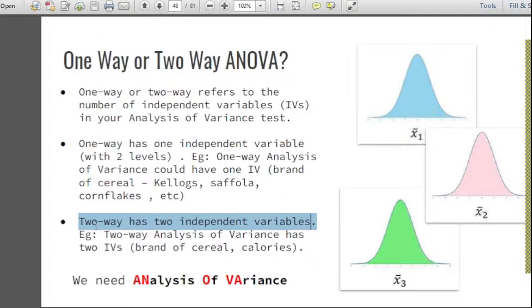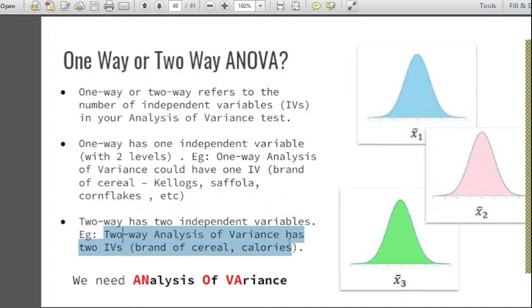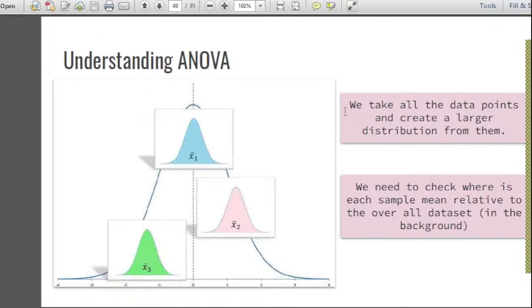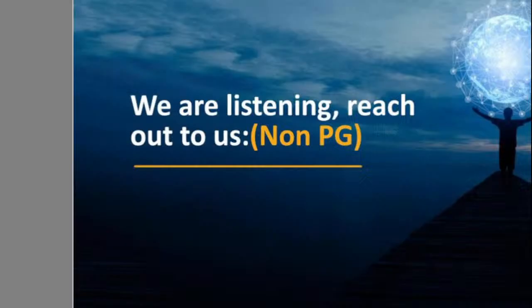Is this clear? Two-way means two independent variables are there. Two-way ANOVA has two independent variables, right? Okay, now what we'll do is we'll take a break, because from here it will take me 15 minutes to explain the entire process of ANOVA, right? So we'll quickly take a break, and when we come back, we will continue with ANOVA.